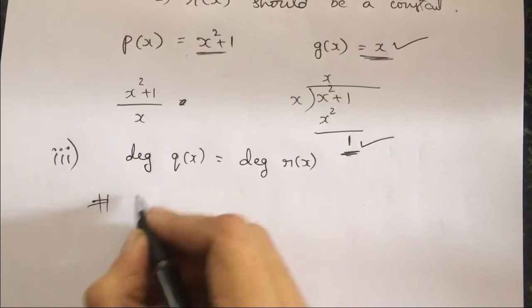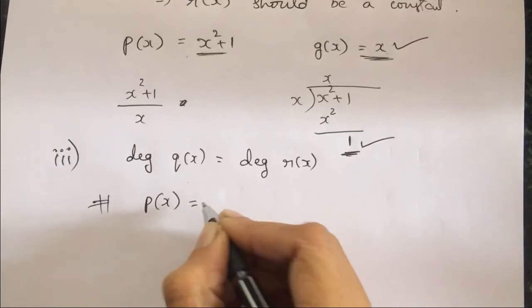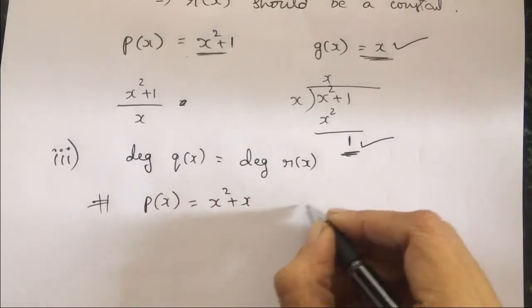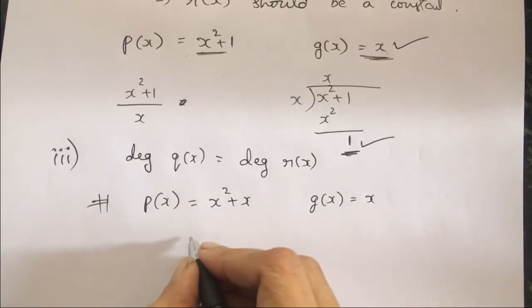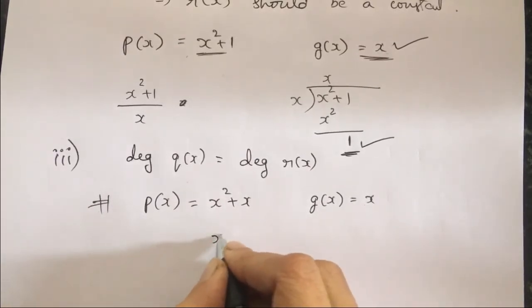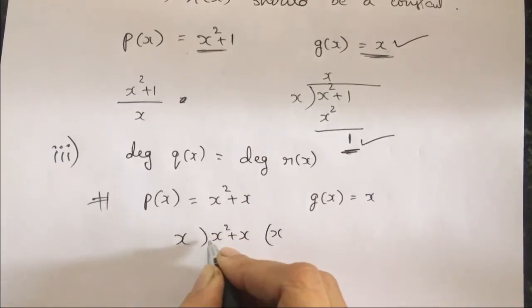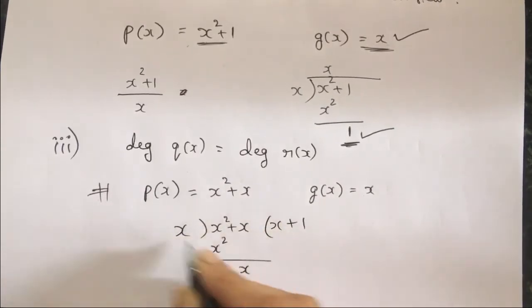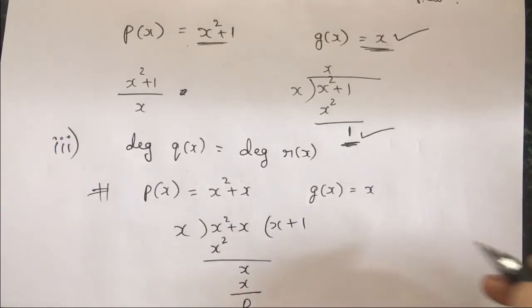Okay, the first possibility, I'll take same to this. Instead of taking highest powers, I'll just do a guess. Okay, p of x is equal to x square plus x, and I'll just take g of x, it's my guess, as x. Now what will happen when I divide this x square plus x by x, then I'm getting again x, and I'm getting the remainder as 0. Right, it won't work now.